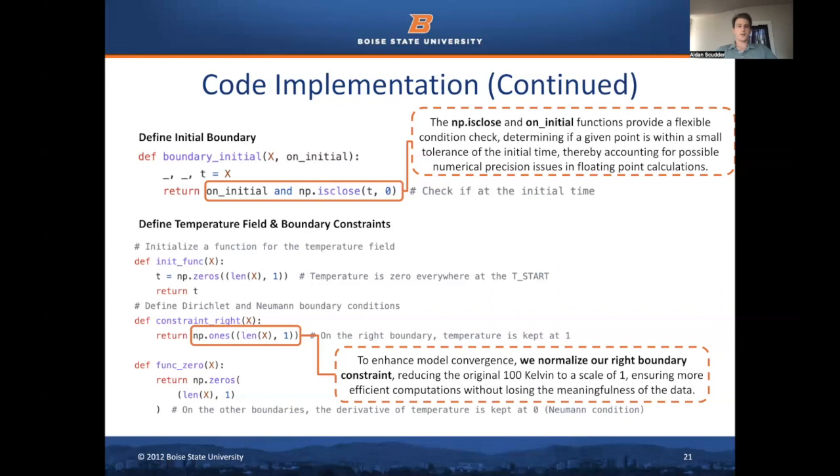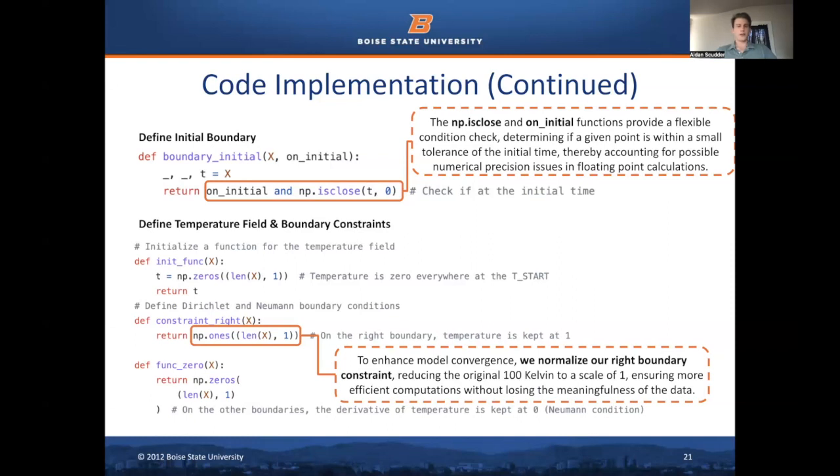We can do something similar for the initial boundary by defining it as any point that is close to 0. The next thing we'll do is define our temperature field and boundary constraints. Since we've just defined what a boundary is, now we can define what the constraint on that boundary is. We can do this by initializing a function for the temperature field, and knowing that it's 0 everywhere for our problem, we can just return an NP array of 0.